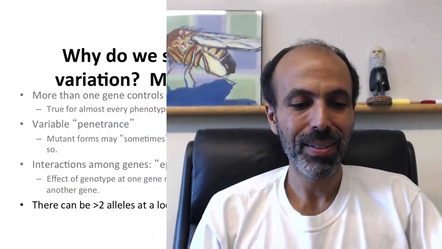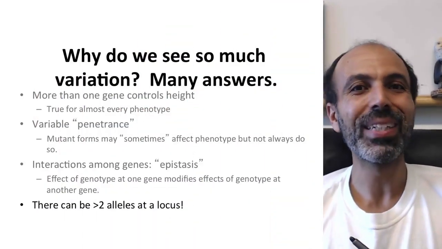Okay? So epistasis is something that, again, can generate unexpected diversity and is one of the complications to simple single gene inheritance the way we were following before. Well, what else can happen? Well, there can be more than two alleles at a locus.